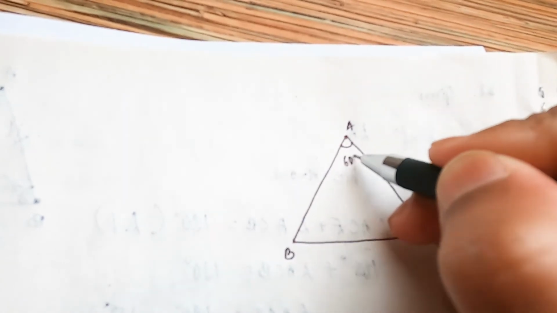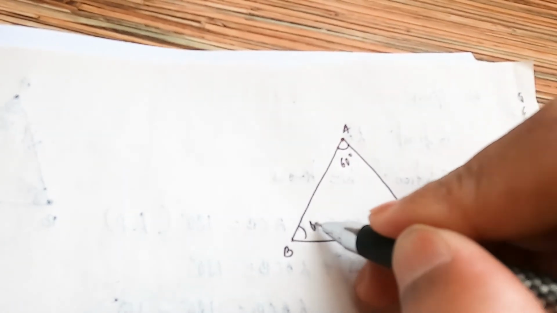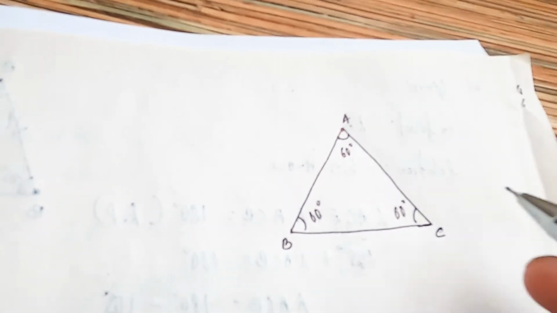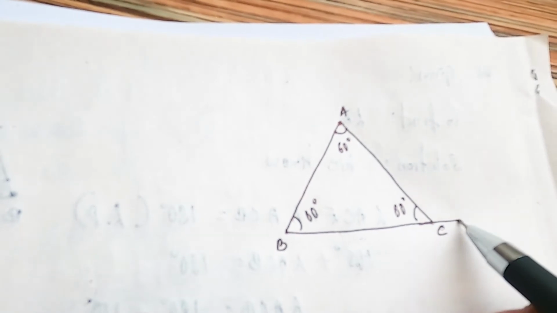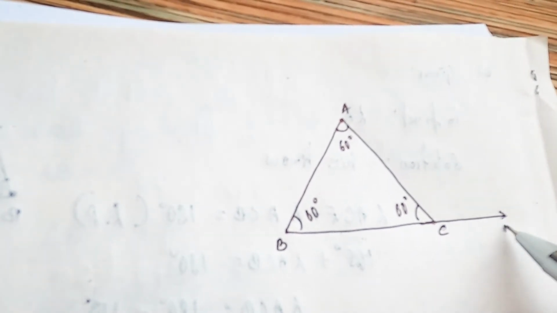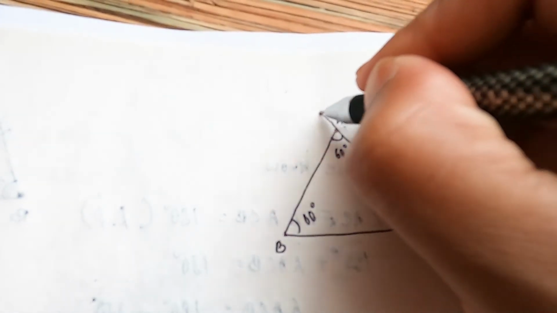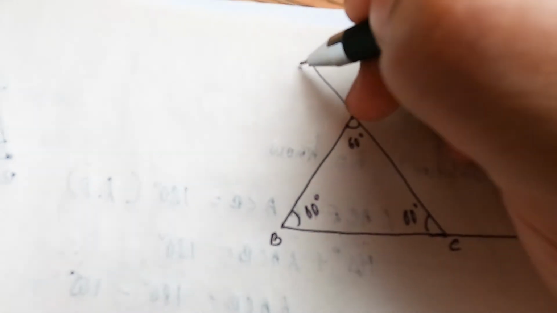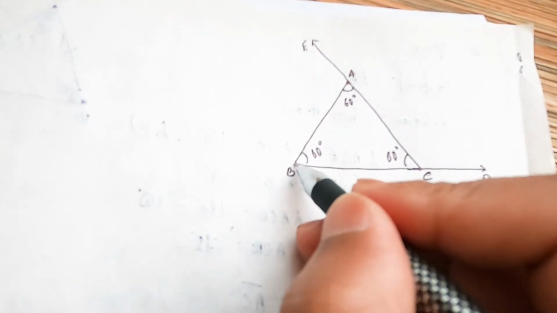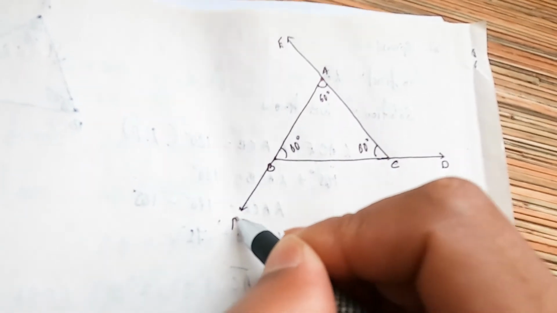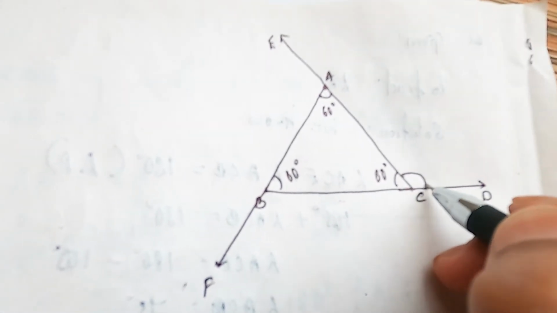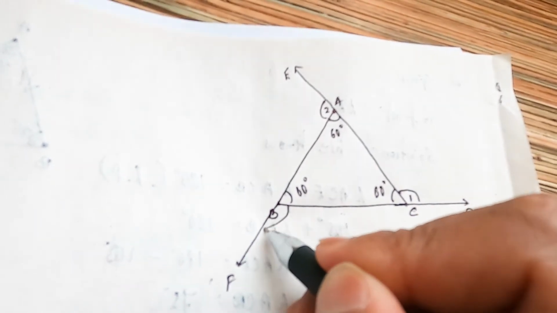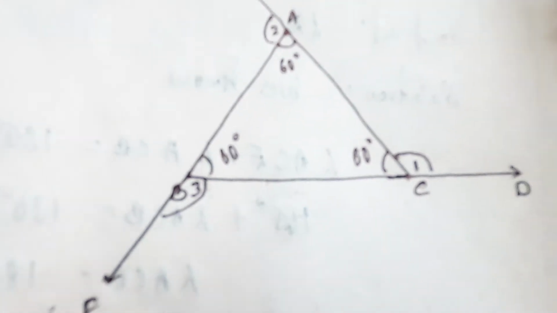So we know that the angle of an equilateral triangle will be 60 degree. All right, now according to the question, what we need to find is we have to find the three exterior angles. So D, E, and also one more F. All right, so in this case we need to find angle 1, we need to find angle 2, and we need to find angle 3.